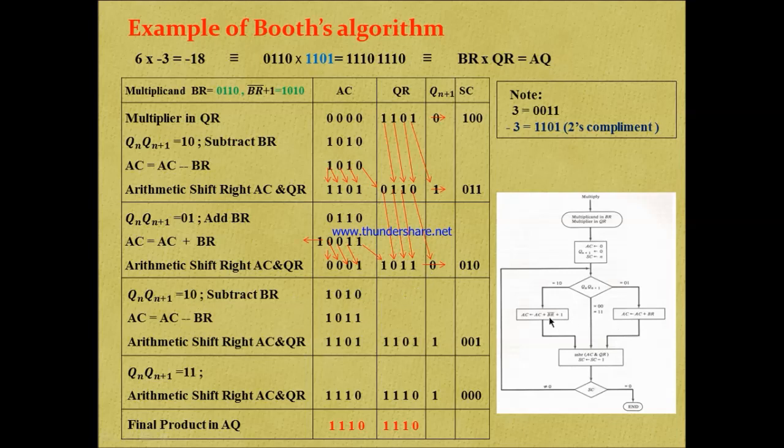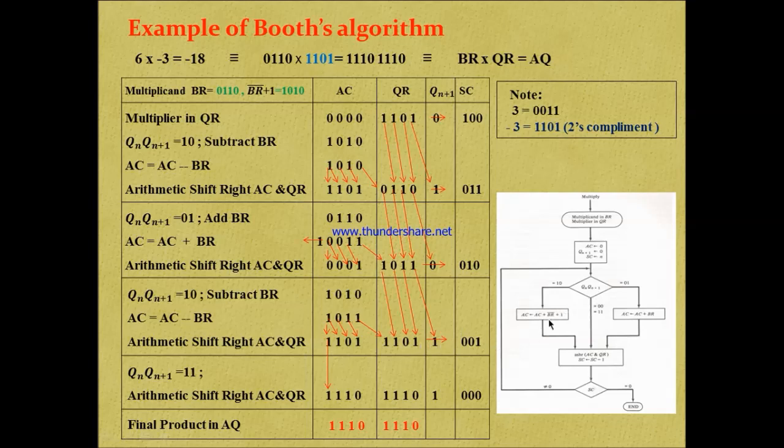If it is 1 0, we have to go for subtraction, that means 2's complement addition. For this we have to take the 2's complement form of BR. Here it is the 2's complement form of BR. After this we go for addition, and we get this result. Now as we can see from the flowchart, we go for the arithmetic right shift of AC and Q. The last bit is discarded, and again the SC will be decremented by 1.